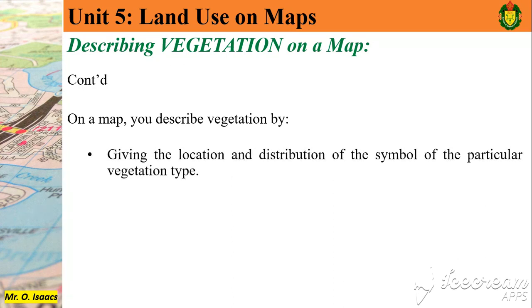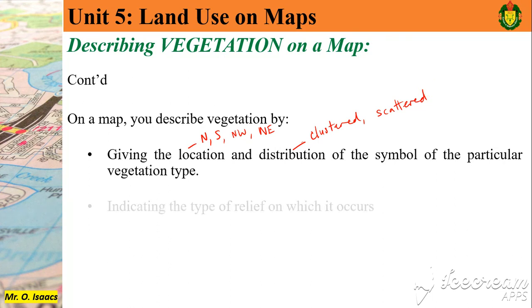So when you're describing vegetation, you give the location, so in terms of if it's to the north, the south, northwest, northeast, and so on. You talk about the distribution, so if there is a lot, so it's clustered, or you have the vegetation being scattered. And again, you look in the key to identify the different symbols and the shading that is used there.